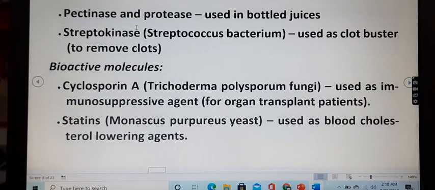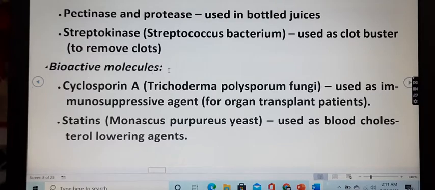Pectinase and protease enzymes are used in bottled juices. Means when we are preserving the juices in the bottles, these enzymes are used. Then streptokinase from Streptococcus bacterium is used as a clot buster to remove clots. Means streptokinase comes from a bacterium, that is Streptococcus. It is used for removing the clots.